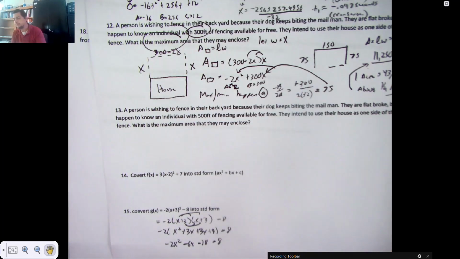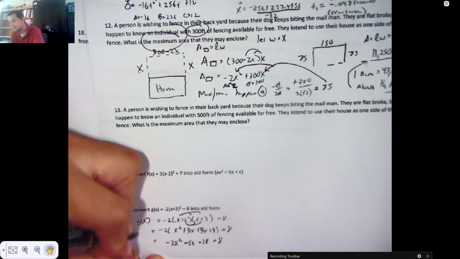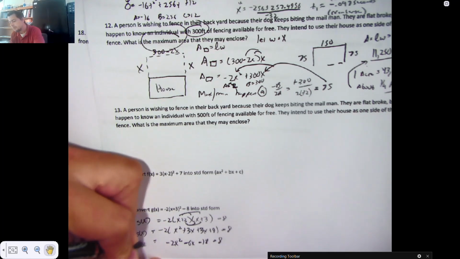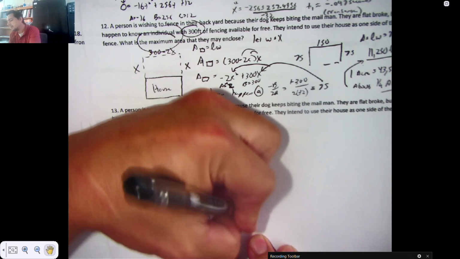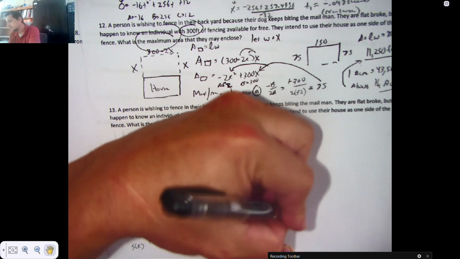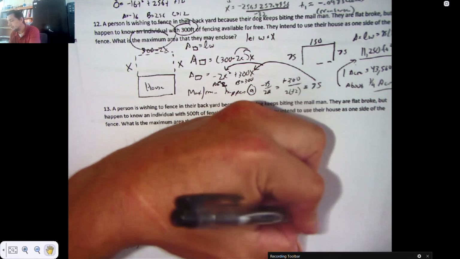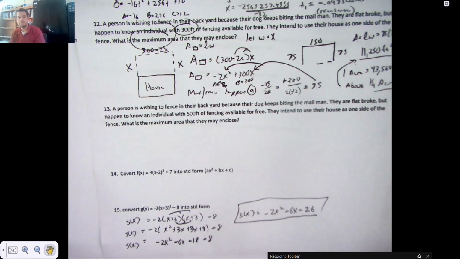Now that I've distributed the negative 2, I don't need the parentheses anymore. Being lazy here, I'm forgetting to write down g of x. And I can actually combine my like terms. Negative 18, take away 8, should be negative 26. And that's what she looks like in standard form.